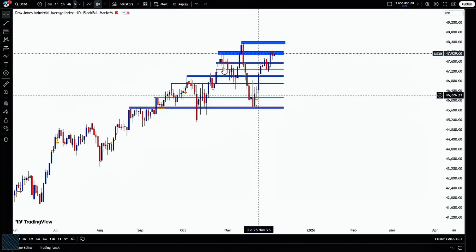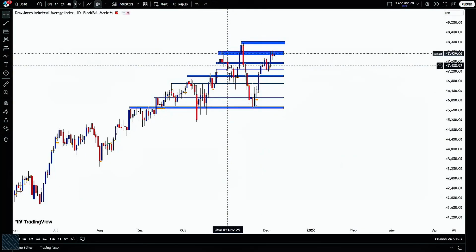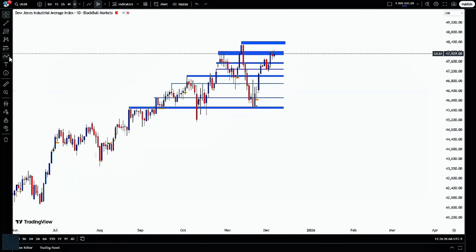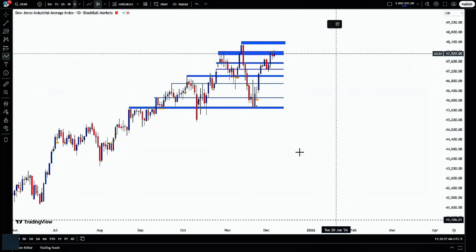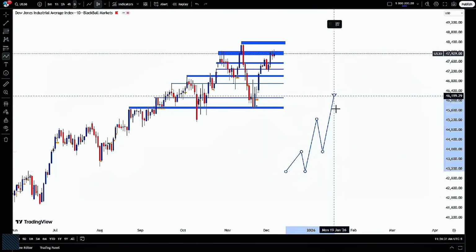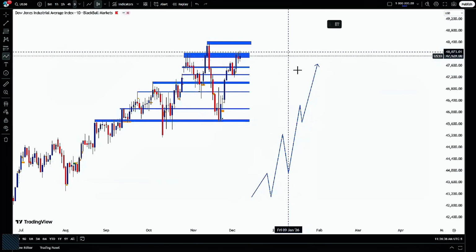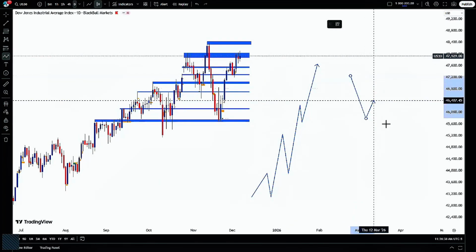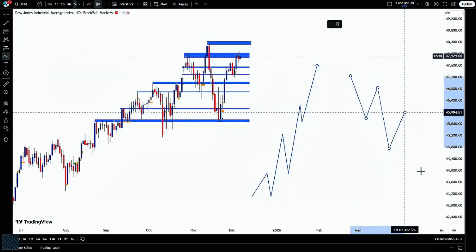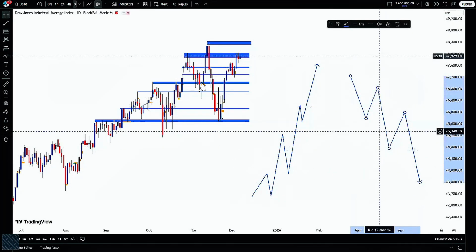And then after that, I go for the market structure. And the market structure is the base of the market. And what is market structure? It's when the market is creating higher highs and higher lows in an uptrend, and lower highs and lower lows in a downtrend. And remember, the uptrend is when the market is buying and the downtrend is when the market is selling. So this is what it would look like on the time frames.